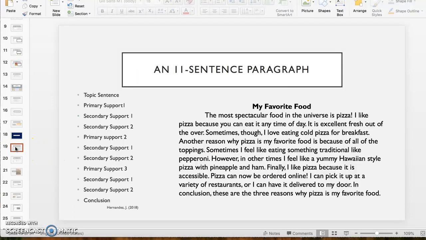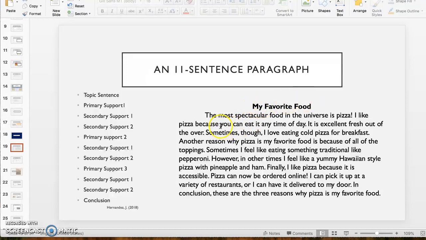So when I was a language arts teacher, we had to train students to write using an 11-sentence paragraph format. So that's topic sentence, primary support, secondary support, and so on and so forth until we got to the conclusion. And if students could do this, then they would pass our state test. So what this format looks like is as follows.